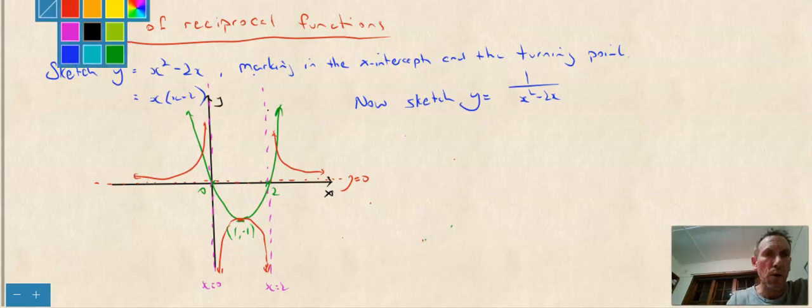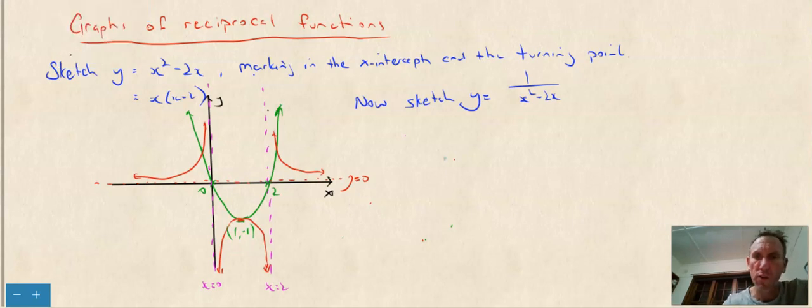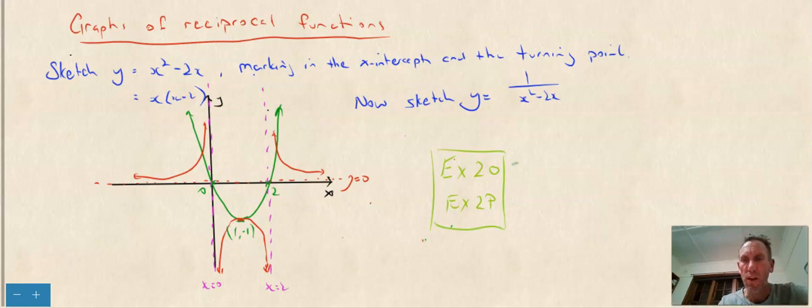Okay, we're going to go and have a look at exercise 2O and exercise 2P. So we'll have a look at those. In O we're looking at absolute value, and in P we're looking at 1 over function, reciprocal functions. Get some practice at those, and I'll see you next time.